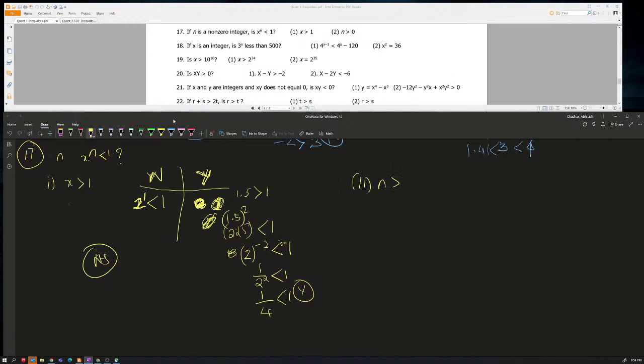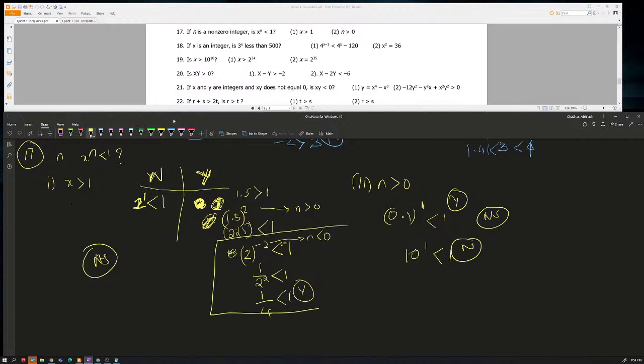The same will be the case with n is greater than 0. If I take x as 0.1 and n equal to 1, then 0.1 is less than 1, and we get a yes answer. Now I take x equal to 10 and n equal to 1, which is not less than 1, we get a no answer. This is also not sufficient. In this case we have n greater than 0, and in the other case n less than 0. So only when n is less than 0 we got a yes answer.